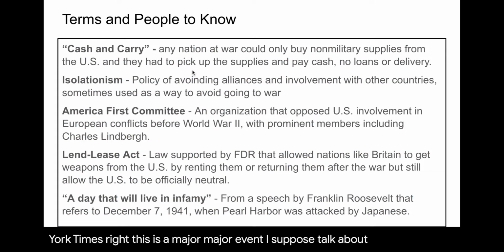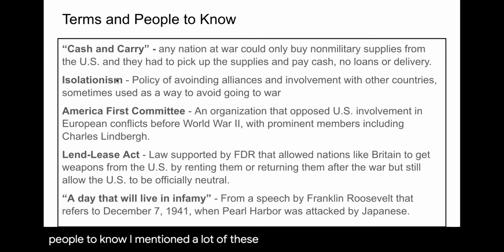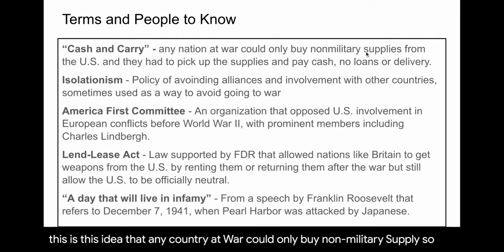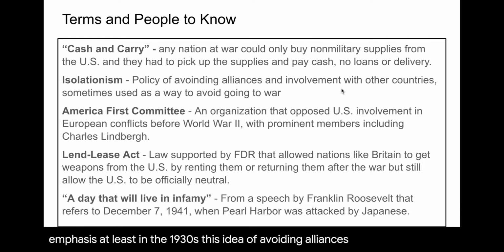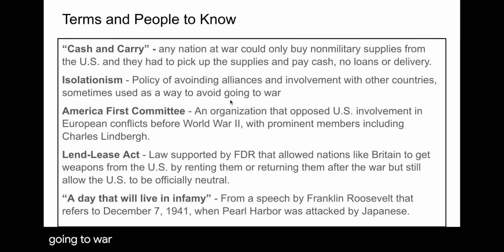All right, so let's talk about terms and people to know. I mentioned a lot of these so far. So cash and carry, again, this is this idea that any country at war could only buy non-military supplies, so no weapons, so food and that sort of thing, but they had to pick up the supplies themselves and pay cash. Okay. Isolationism, which was kind of Congress's emphasis, at least in the 1930s, this idea of avoiding alliances and a way to avoid going to war, having conflicts.